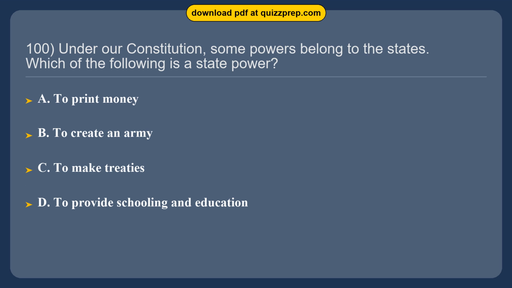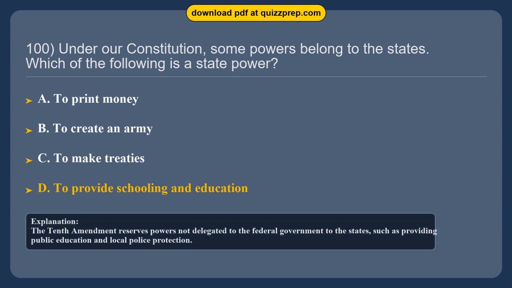Question 100. Under our Constitution, some powers belong to the states. Which of the following is a state power? Option A, to print money. Option B, to create an army. Option C, to make treaties. Option D, to provide schooling and education. The correct answer is option D, to provide schooling and education. The 10th Amendment reserves powers not delegated to the federal government to the states, such as providing public education and local police protection.